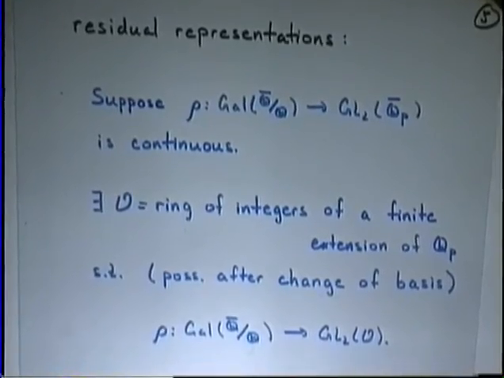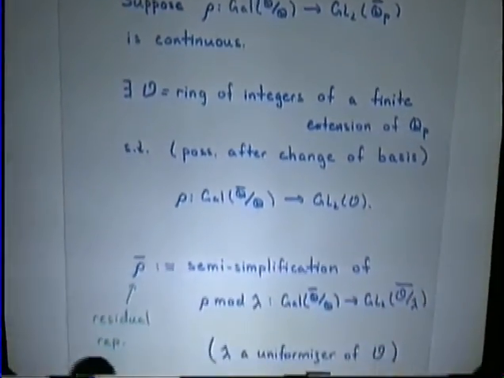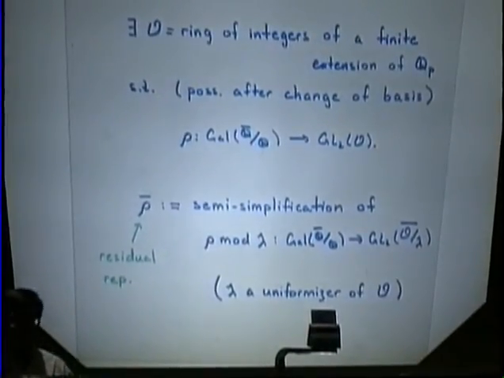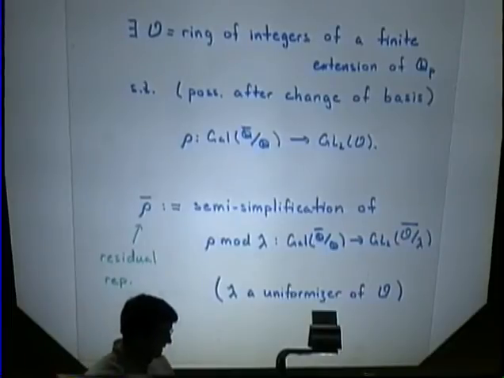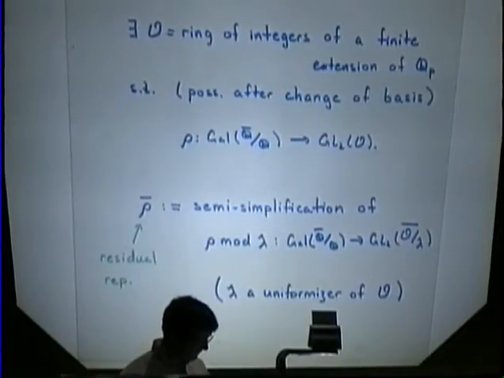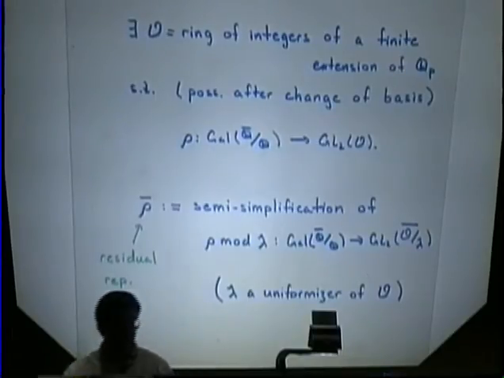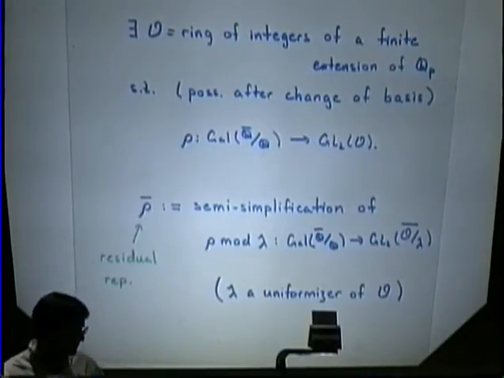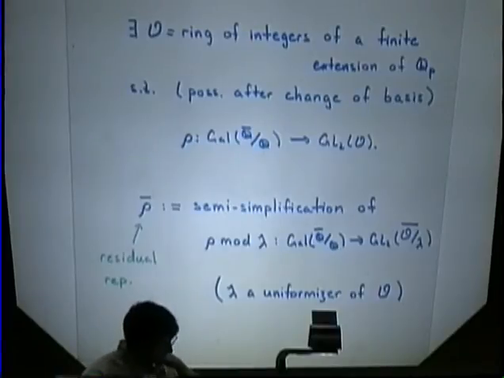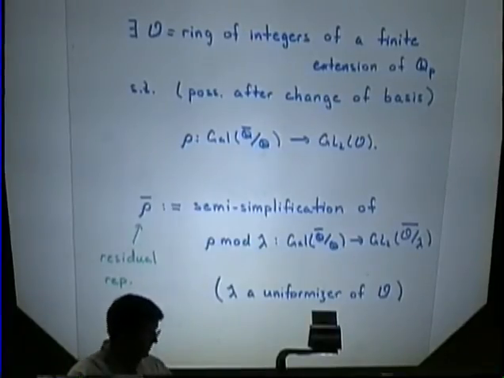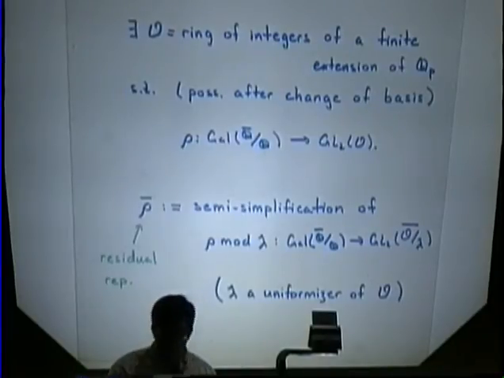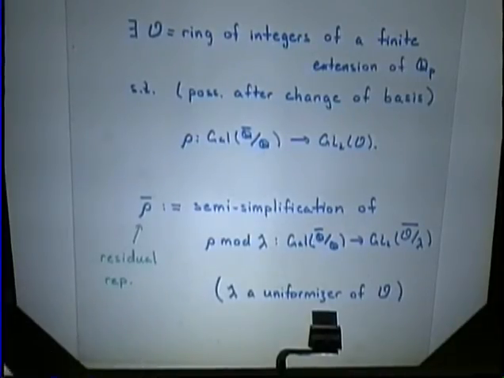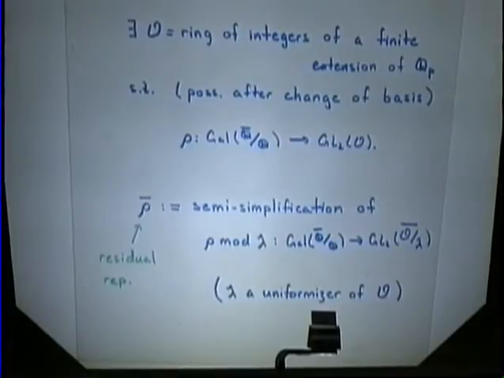So you can fix lambda, say, to be a uniformizer of this ring O, and look at the reduction of the representation mod lambda. But we've made some choices, and to get independent of most of these choices, we have to take the semi-simplification of this representation. Say the semi-simplification as we realize it into the algebraic closure of this finite field. You only have to worry about the algebraic closure perhaps if you're dealing with characteristic 2.